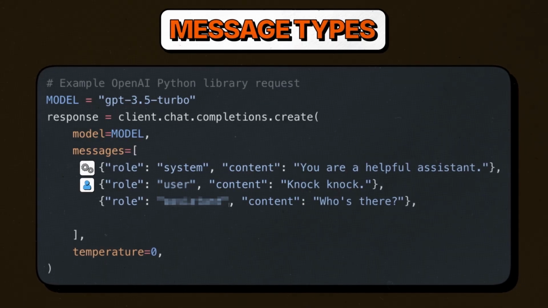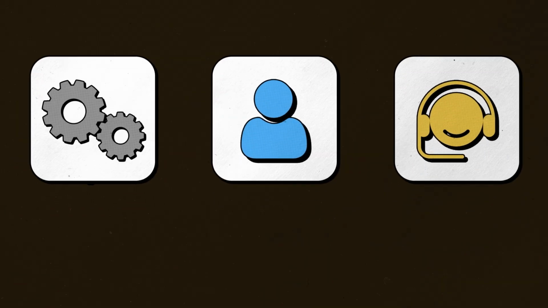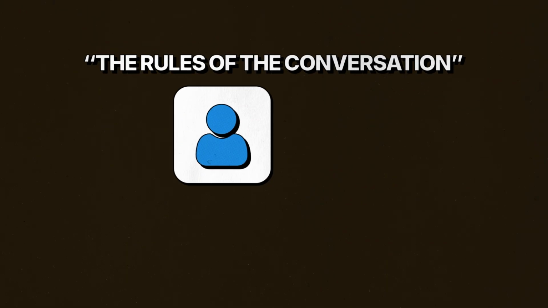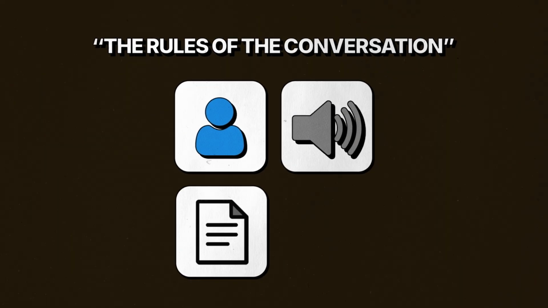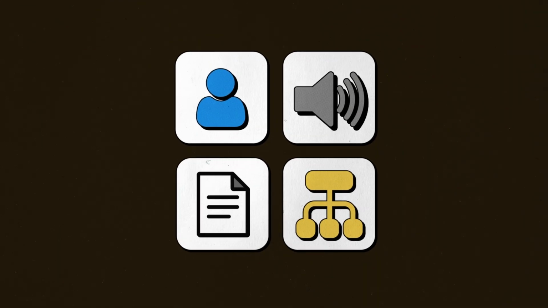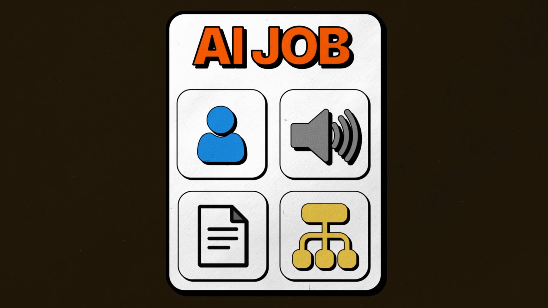When you're prompting one of these large language models, every message you send falls into one of 3 types: system, user, or assistant. They're all different, but knowing how to use them unlocks a ton of control, especially if you're using the API. System messages are kind of like a set of instructions. This is where you define the rules of the conversation, the role, the tone, the format, the structure. You're basically giving the AI a job description before it starts working.